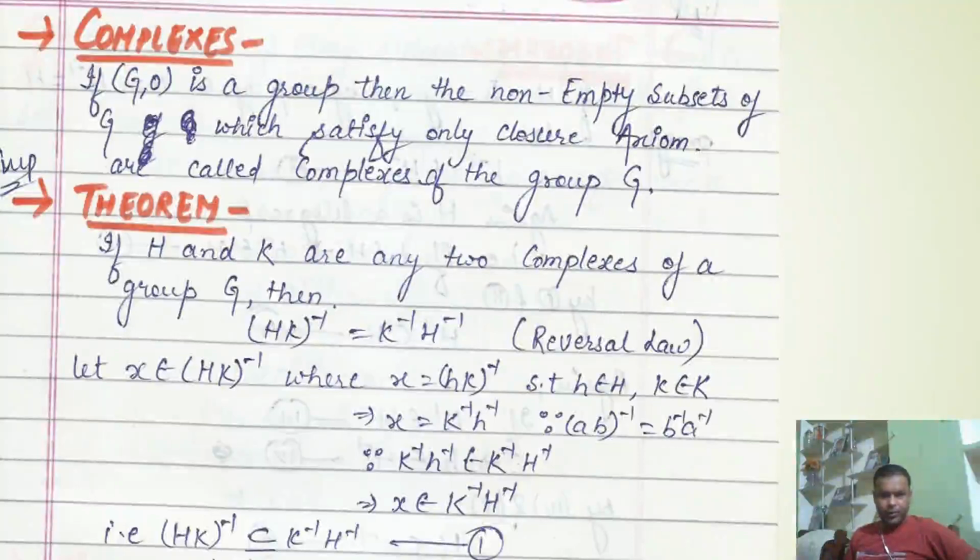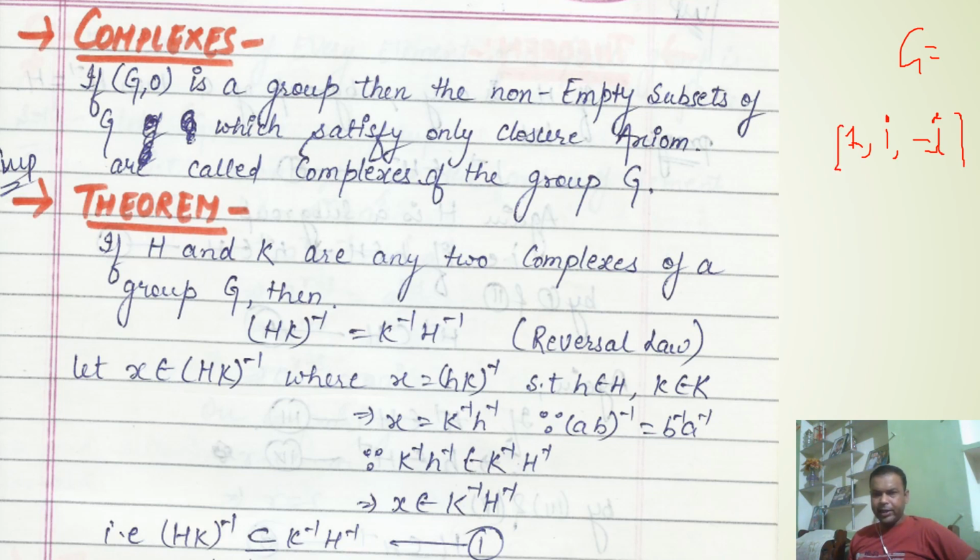In the continuation of subgroups, today we will discuss complexes and their properties. First, we will understand what complexes are. Suppose G is a group with four elements: 1, iota, -1, and minus iota. This forms a multiplicative group.